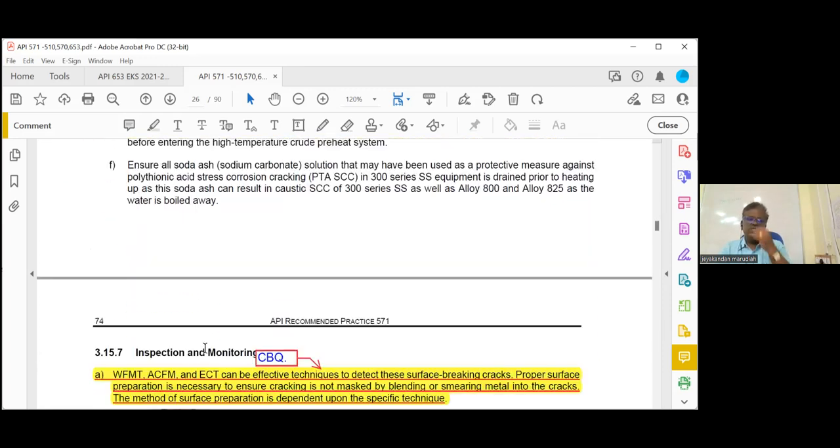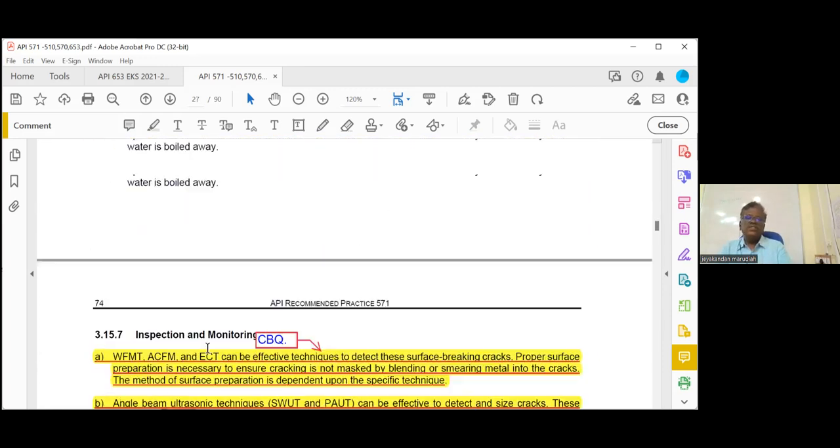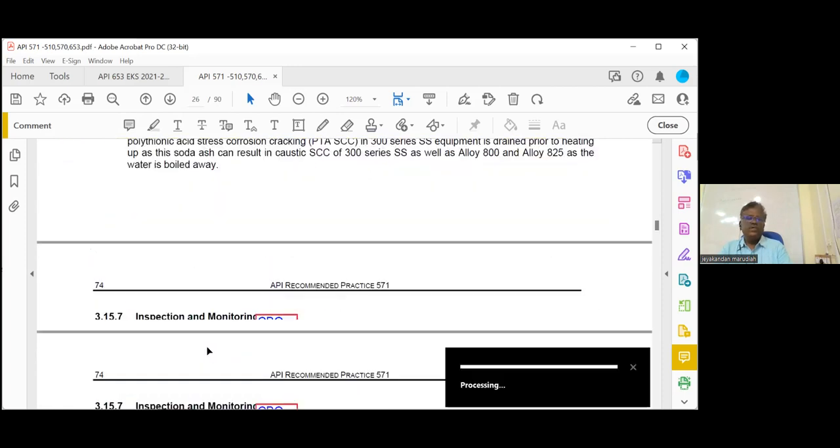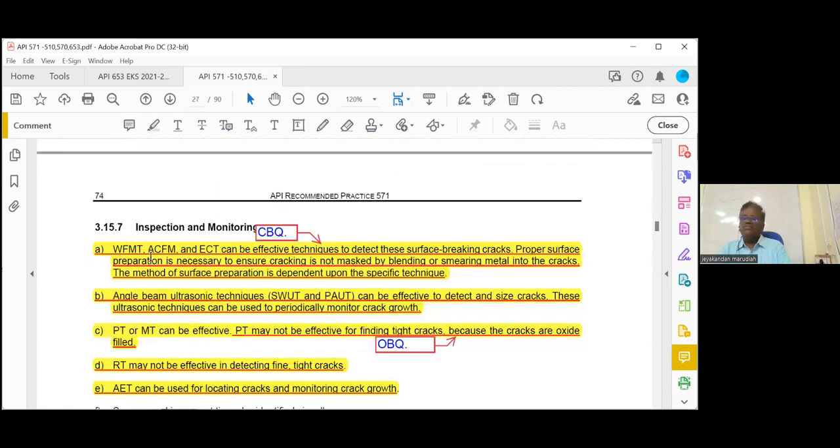That is open book question. Then inspection. Wet fluorescent MT, WFMT, ACFM, and ECT can be effective techniques to detect surface breaking cracks. How to prepare the surface? The preparation necessary to ensure cracking is not masked by blending depends on the technique.